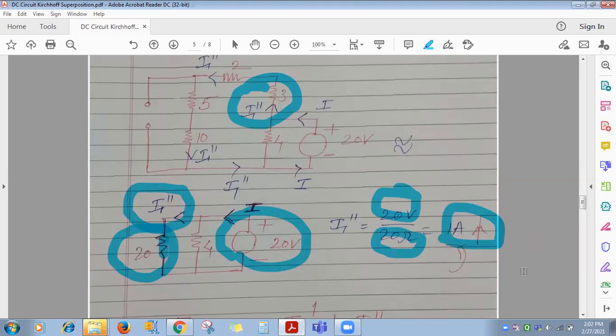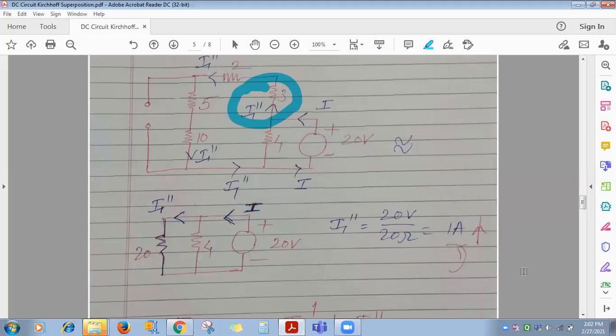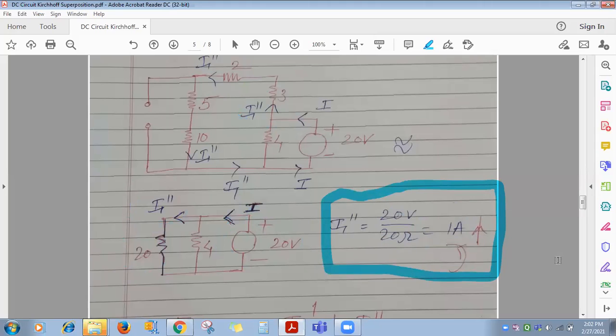All of you can cross check your answer. Someone was asking. Okay, clear? 1 ampere. So it will flow in the upward direction or in the anti-clockwise direction. Clear up to this?